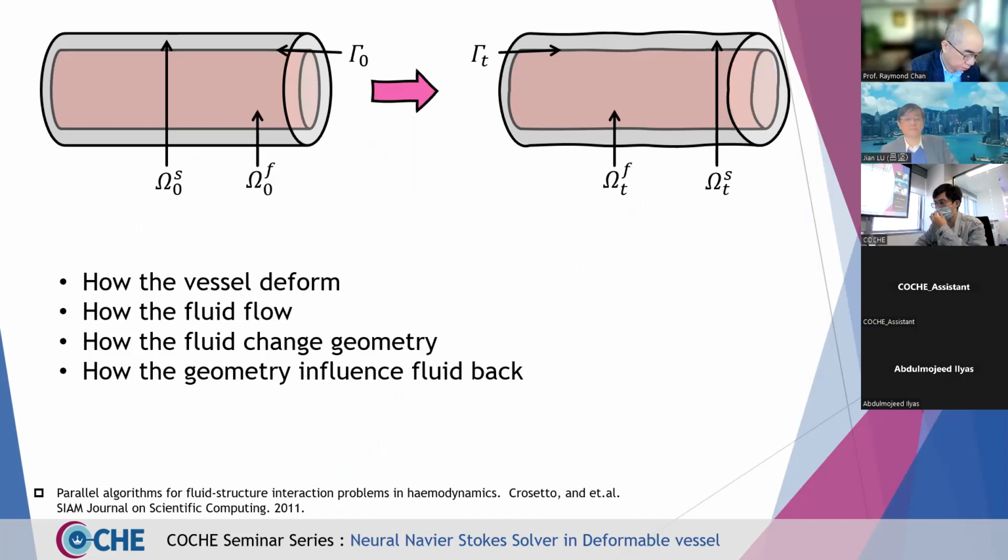In our mathematical formulation, we need to consider 4 problems. The first problem is how the fluid flows inside the lumen, and how the fluid will change the geometry of the whole vessel-like domain, and how this geometry will influence the fluid back, and how this geometry deforms. Those are the 4 problems we mainly need to consider.